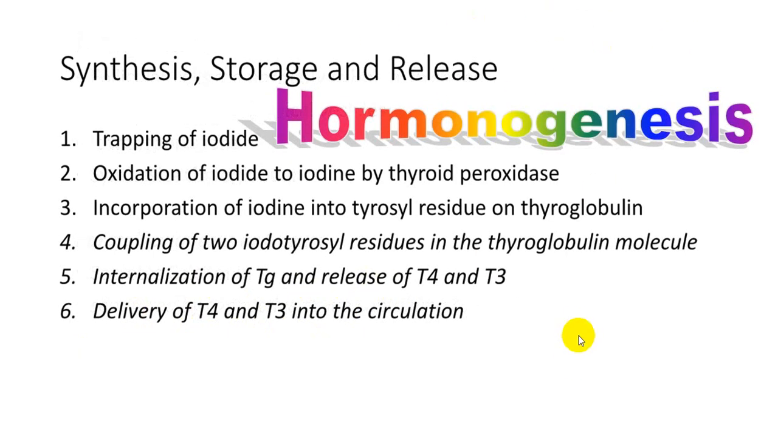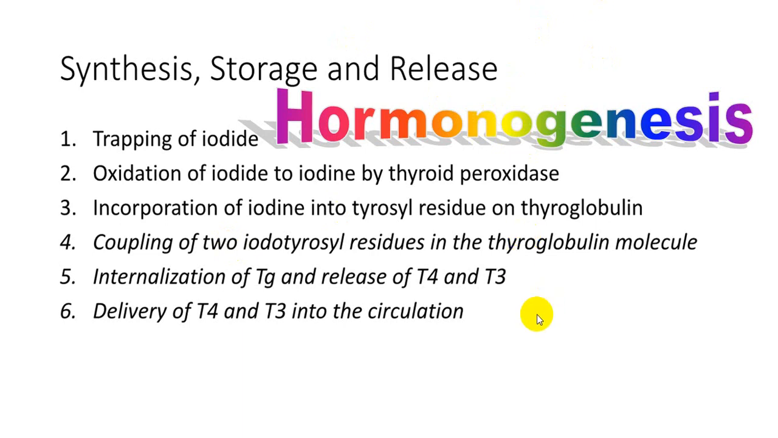In hormonogenesis, meaning formation of the hormone, first iodine is taken up from blood, so there is a trapping of iodine. This iodine is oxidized by the thyroid peroxidase enzyme, and it is incorporated into thyroglobulin. So thyroglobulin will combine with iodine, and you will have formation of two compounds, monoiodotyrosine and diiodotyrosine.